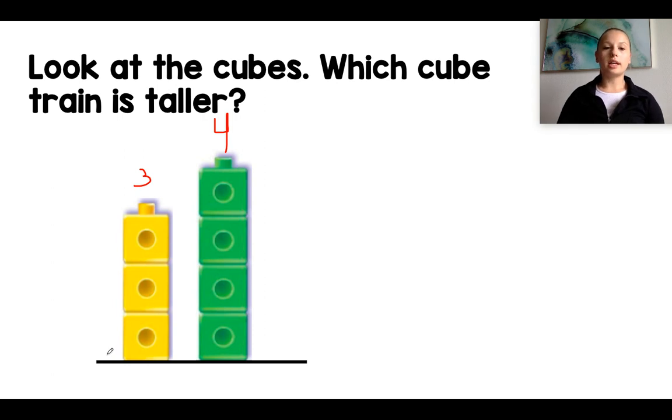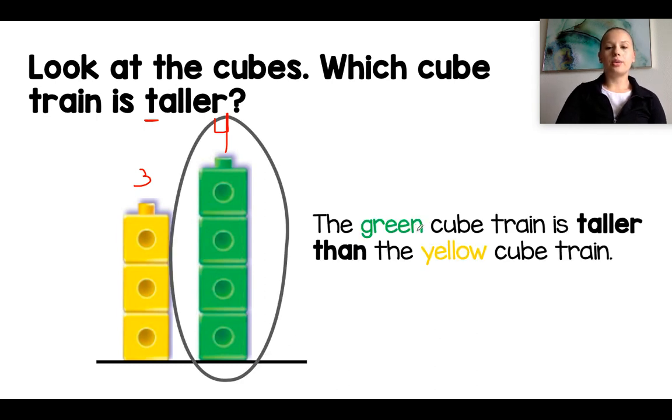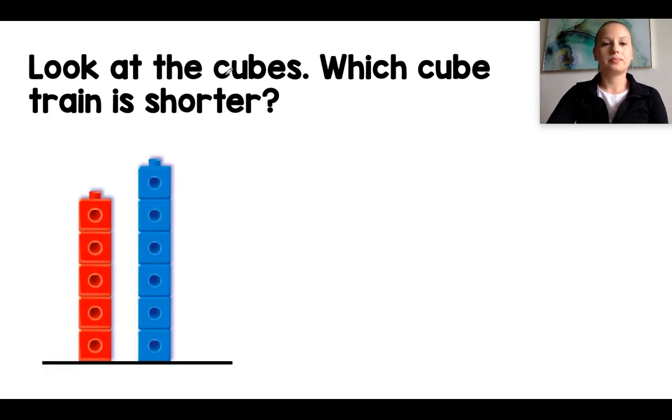Okay, which one is taller? The green one. The green cube train is taller than the yellow cube train. And if you look at the numbers too, we see 3 and 4. And we know 4 is greater than, or bigger. So, of course, the green one is taller.